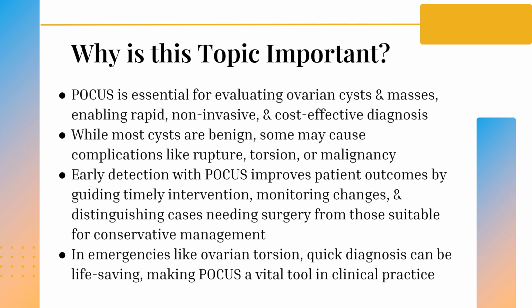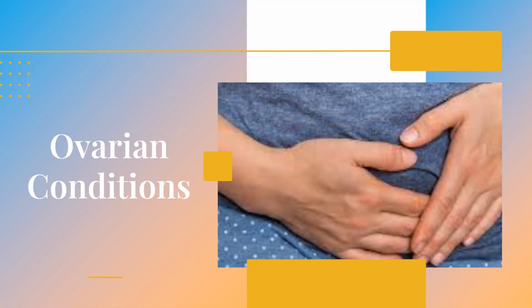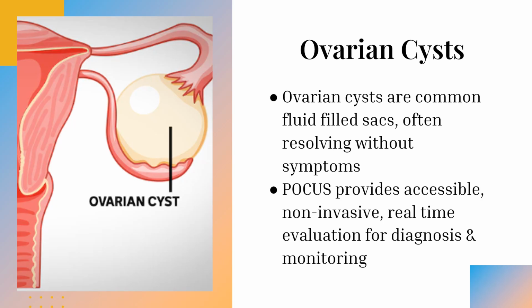So in an emergency department, it's very important that you have competent, qualified clinicians that can do point-of-care ultrasound to make those quick decisions. There are many different ovarian conditions, and the ones we're going to focus on in today's presentation are cysts and masses. Ovarian cysts are common fluid-filled sacs, often without any symptoms, but they may get large. They may cause some twisting and some pain, but many people just don't know that they have them. Point-of-care ultrasound provides accessible, non-invasive, real-time evaluation of ovarian cysts, and you can keep a close eye on them to see whether they rupture, shrink in size, or stay the same.